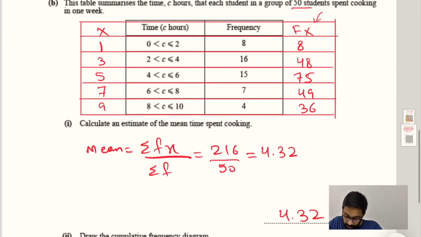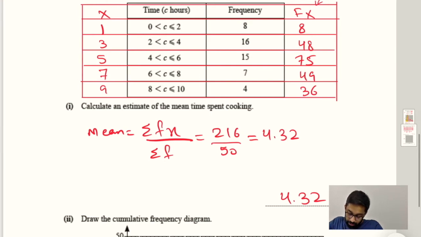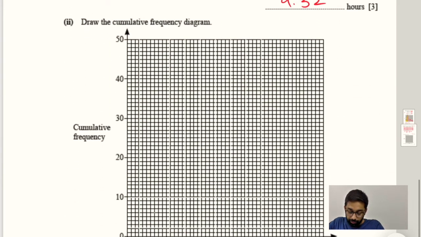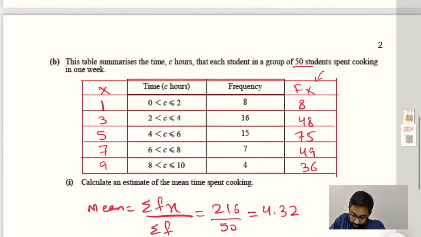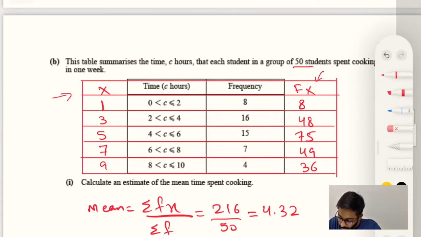So here we go. This part is also done. Let's move on to the last one. Draw the cumulative frequency diagram. Now, in order to draw this diagram, first you need to find the cumulative frequencies of the table that is given to us here. So let's just draw one more column.